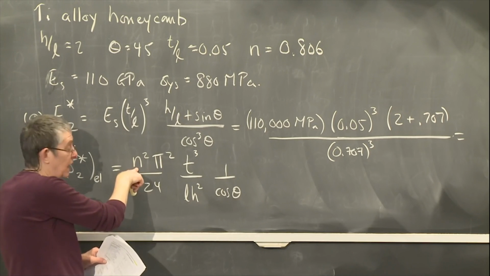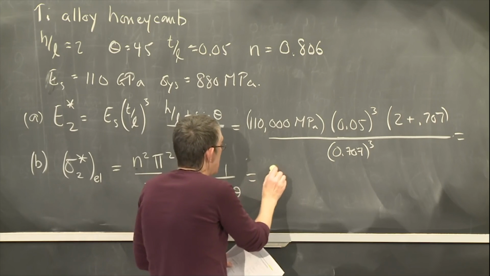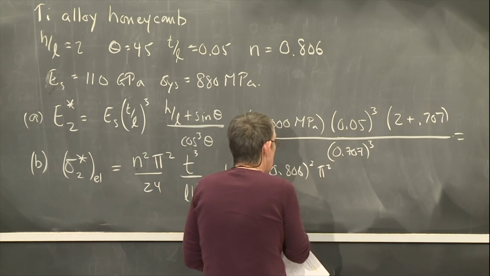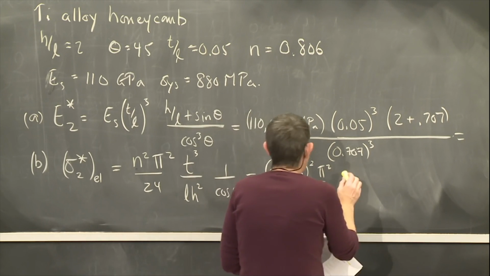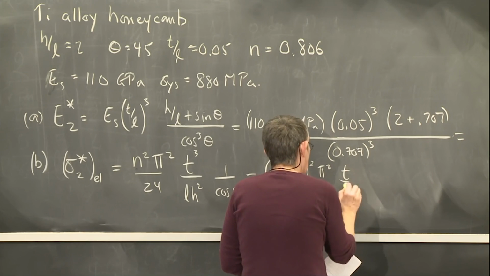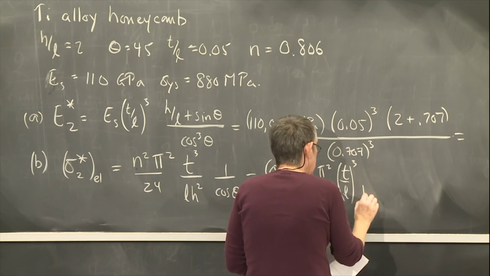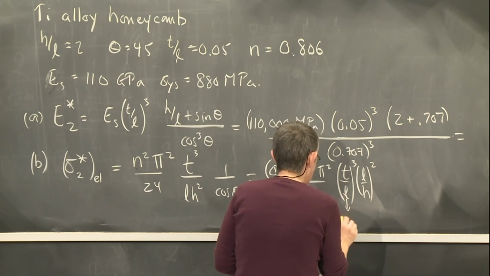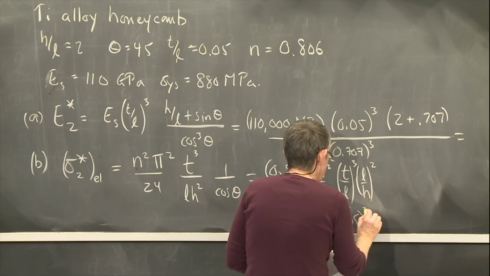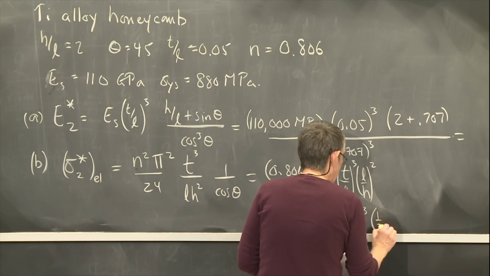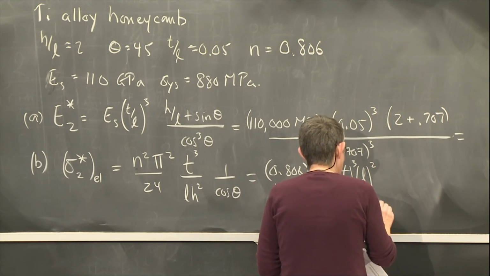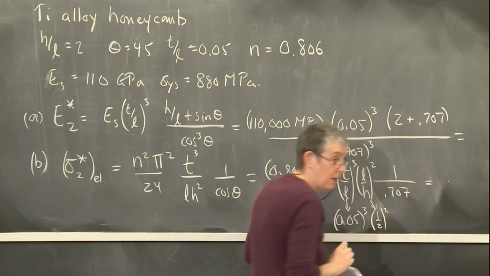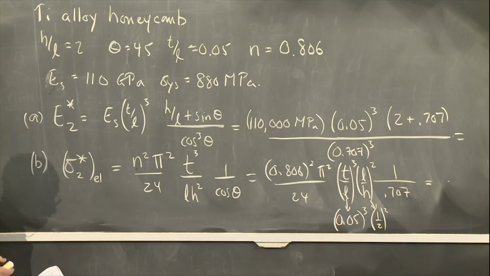So you'd put 0.806 squared in here. Pi squared, 24. So here you'd go, this is T over L cubed times H over L squared. So that would be 0.05 cubed, and that would be 1 over 2 squared. And then 1 over 0.707, and then whatever that equals. Okay? Are we good with that?